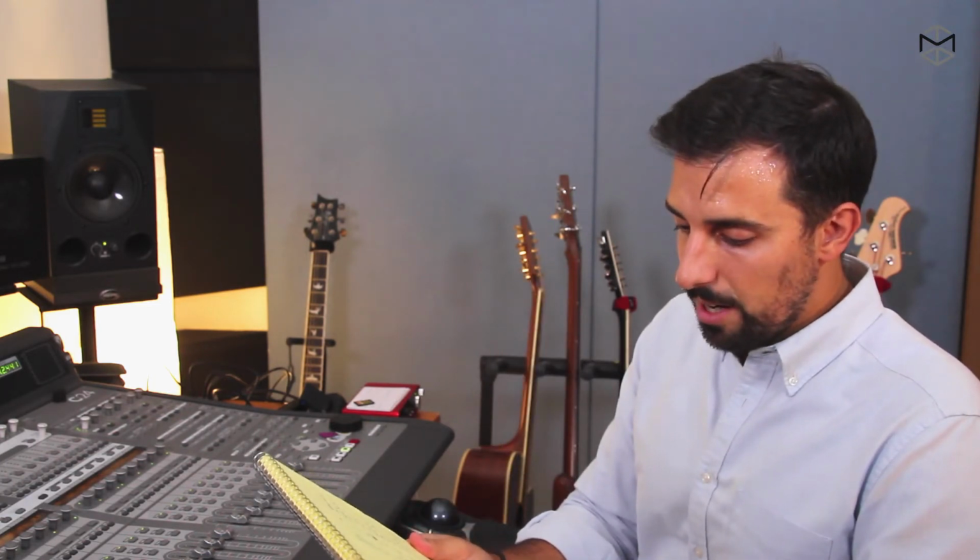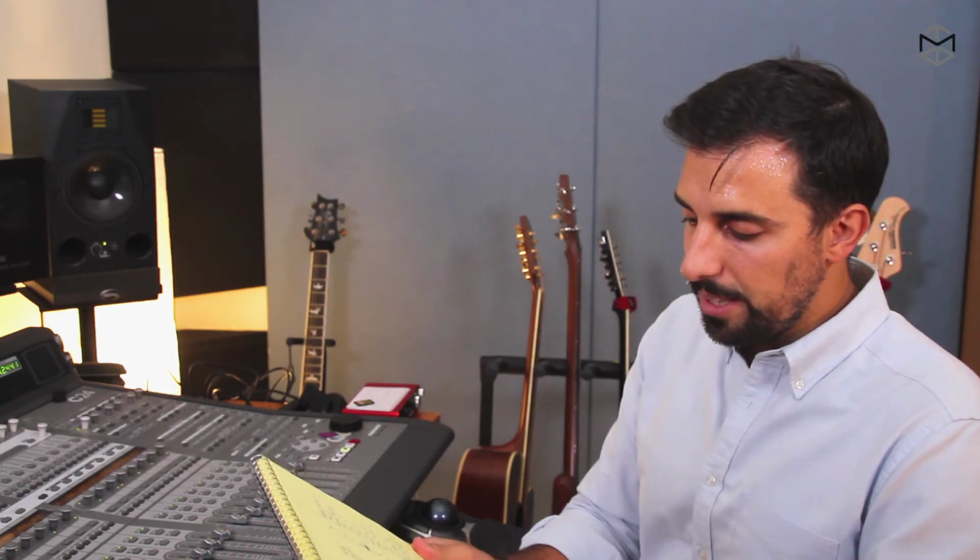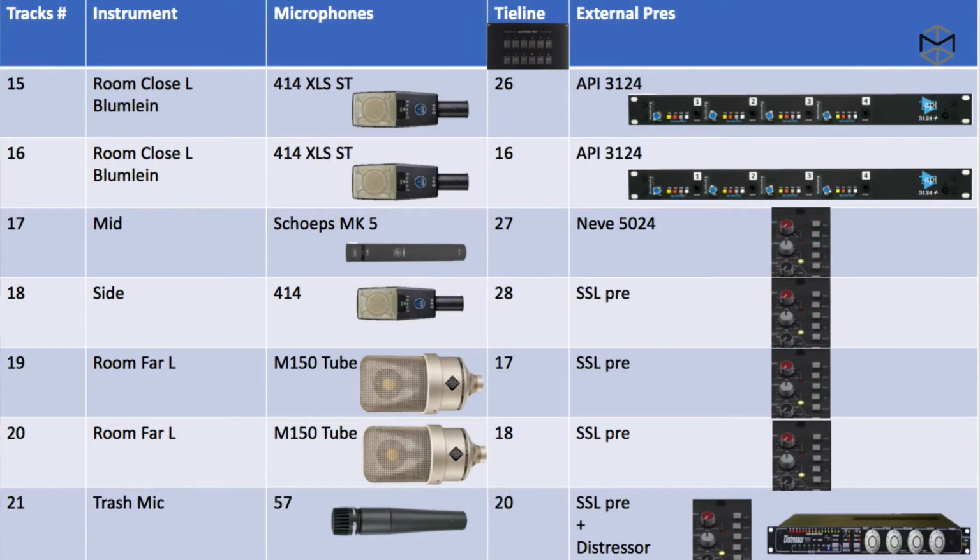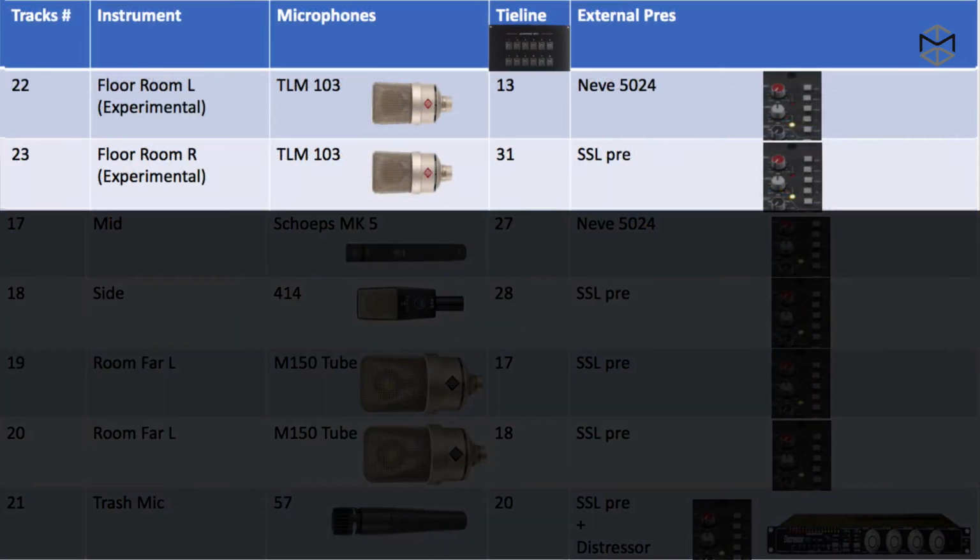After that, we got our 2 close room mics, the Bloomlane and the 414, which are both feeding the API 3124. Then moving to all the other stereo room mics. So we have mid-side and far left and far right, the Neumanns, they're all feeding the SSL. And so we'll do the trash microphone and the 2 floor toms.